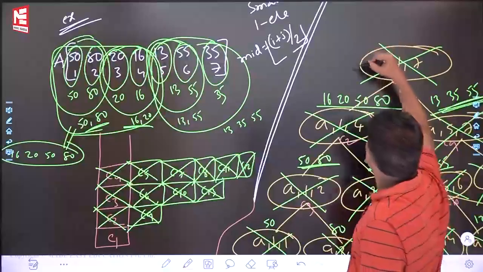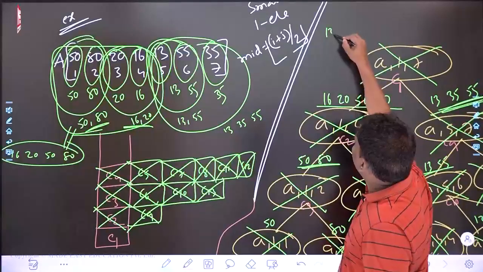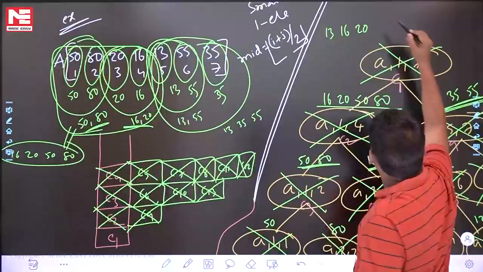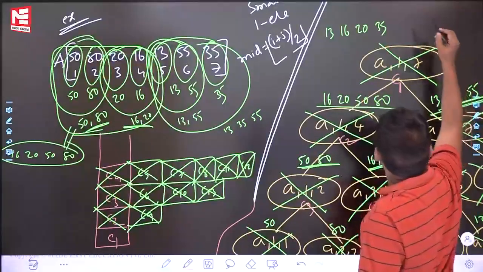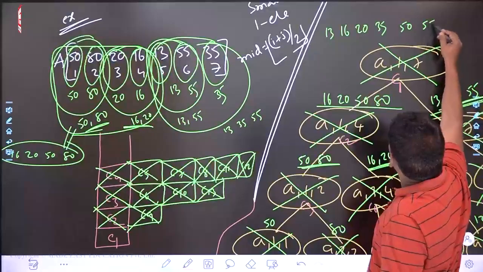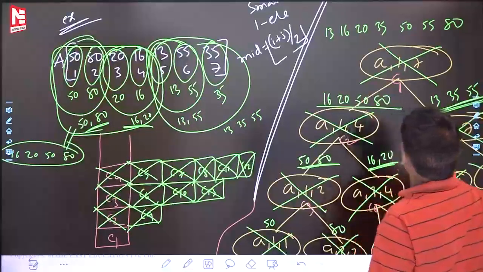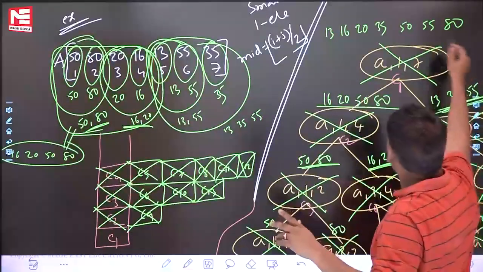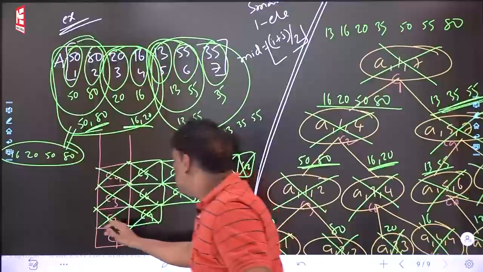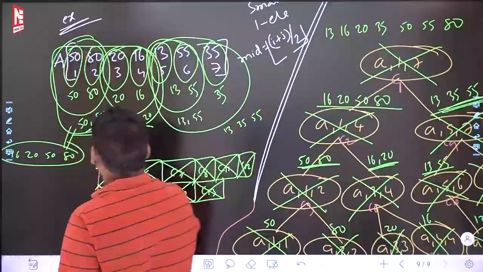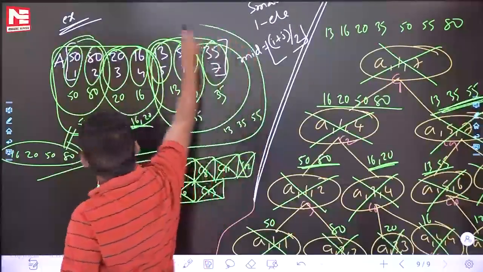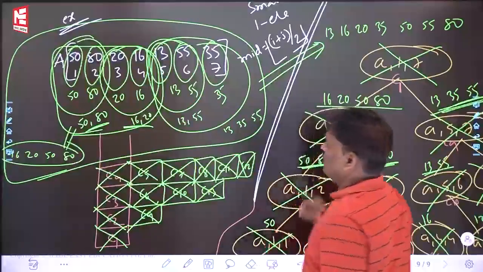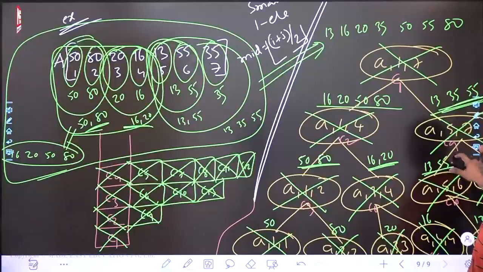Can you say the sorted order? All these 7 elements. What is the answer? 13, 16, 20, 35, 50, 55 and 80. Total is 7 elements, please check. All should come in sorted order. So then I can say C1 is completed. When you merge this one and this one, you will get this answer. After merging you got this answer. This is called merge sort, everyone knows this.